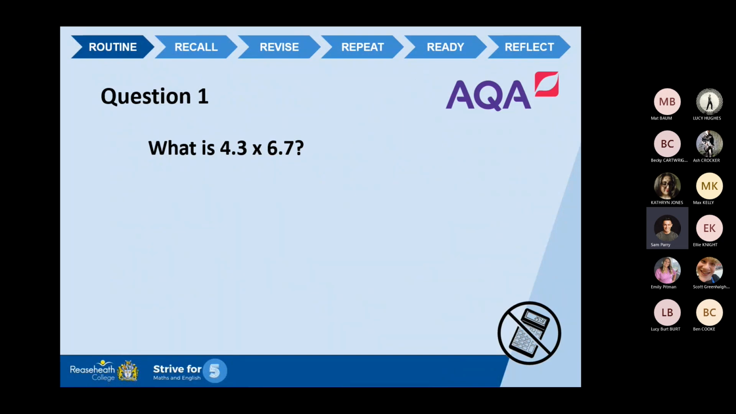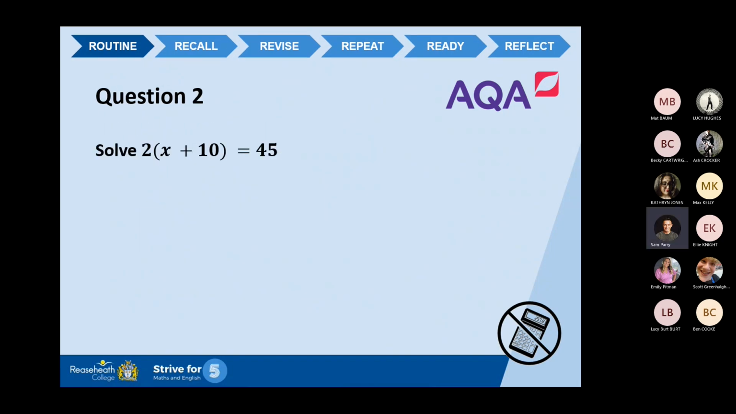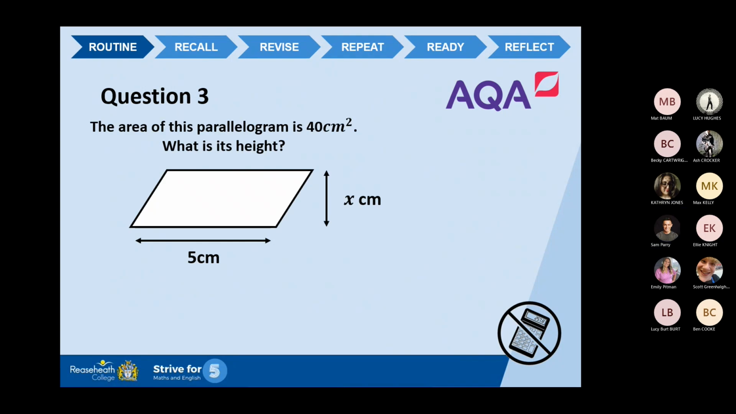So the first question, what is 4.3 times by 6.7? Question 2, solve the equation. Question 3, calculate the height of the parallelogram, given that you know the volume, the area is 40 centimeters squared.